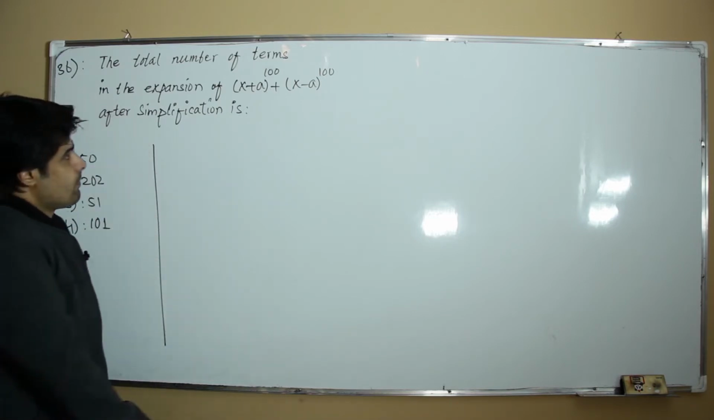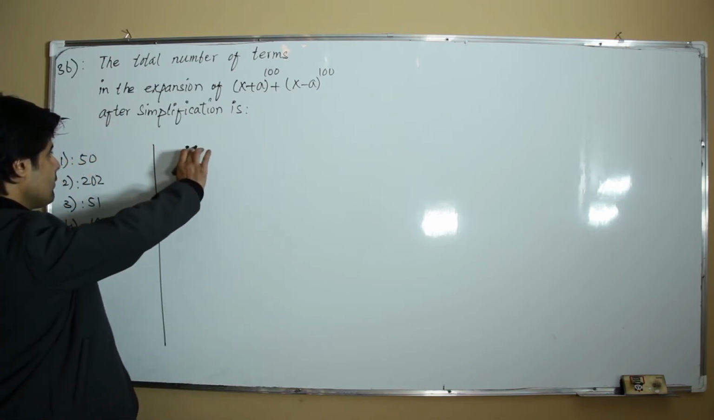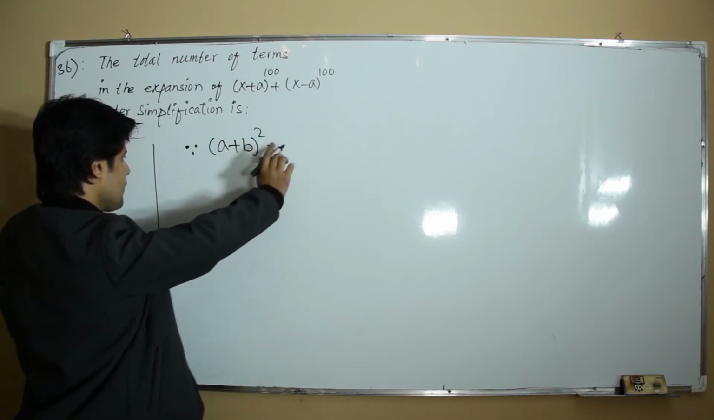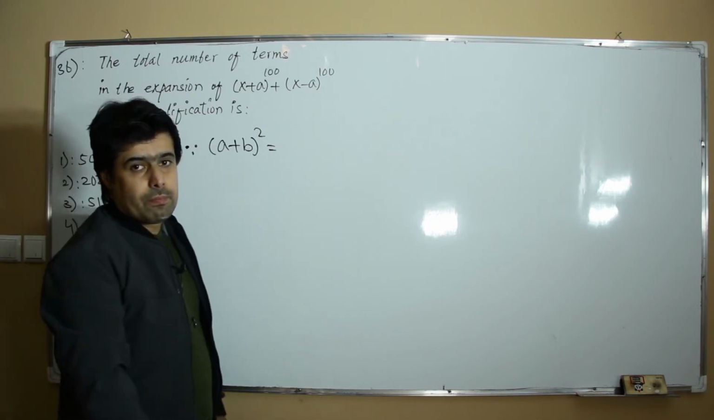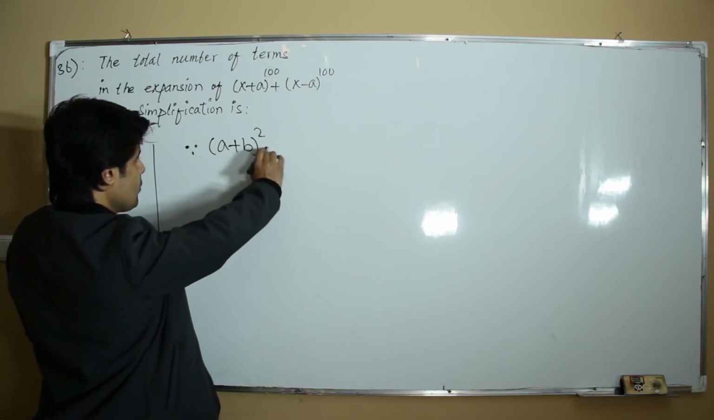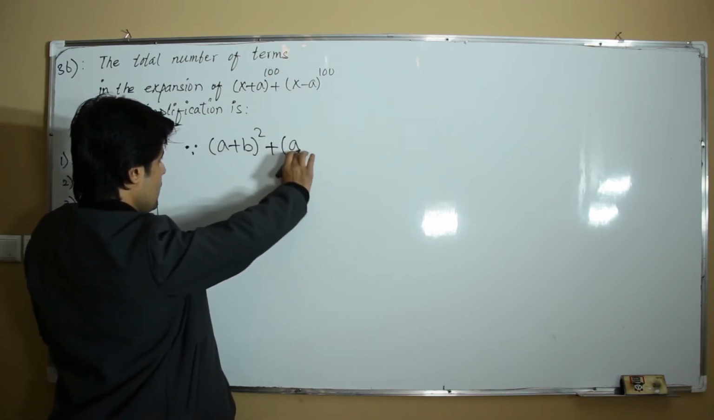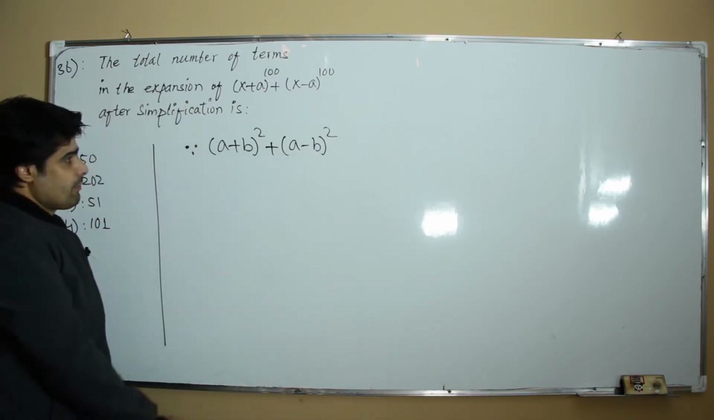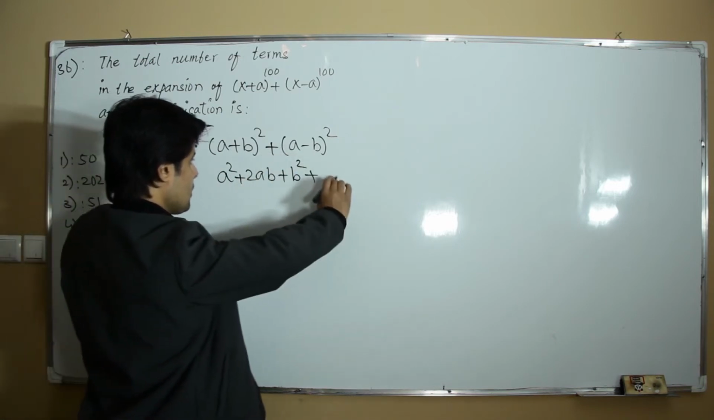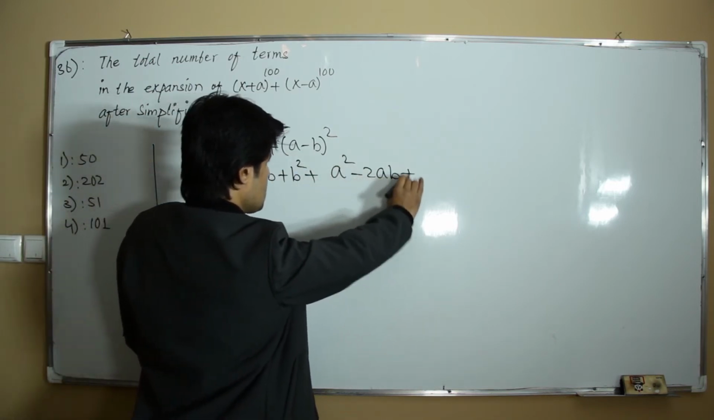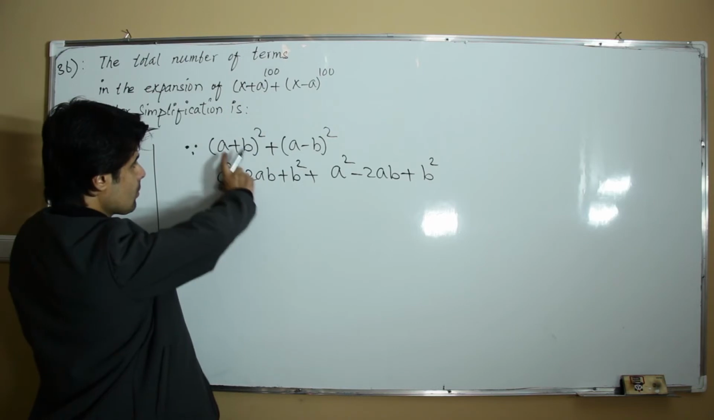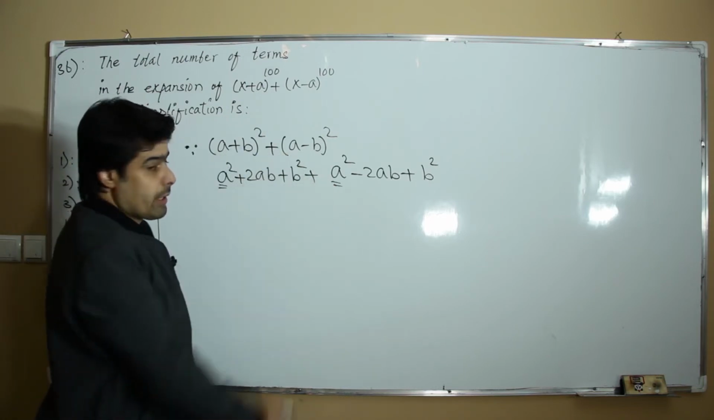Before simplifying this question, if I have (a plus b) squared, what is the simplification for this one? It is a squared plus 2ab plus b squared. Am I right? Yes. If I want to write (a plus b) squared plus (a minus b) squared, how can you simplify? We can simplify a squared plus 2ab plus b squared, and this one is a squared minus 2ab plus b squared. You know one thing, the first term of this one and the first term of this one, they are equal.